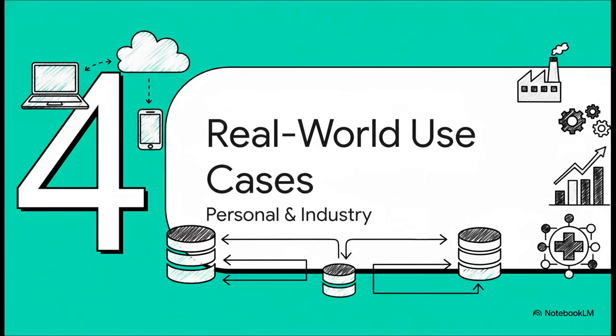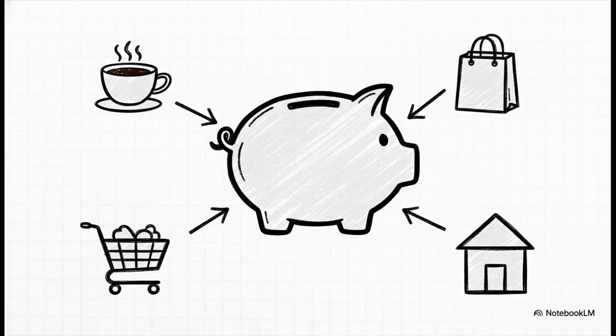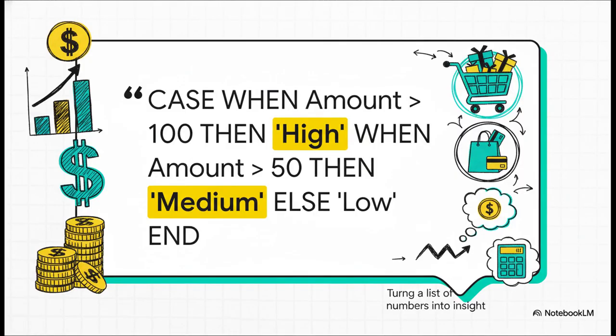Okay, so this isn't just some academic exercise. Let's look at how you can use this for your own projects and how major industries are literally relying on this every single day. You can apply this skill immediately. Think about a personal budget or maybe an expense tracker that you're keeping. With a pretty simple case statement, you can automatically categorize your expenses. This query creates a spending type column that instantly tells you if a purchase was high, medium, or low. It's so powerful because it turns what was just a boring list of numbers into actual insight about your spending habits.